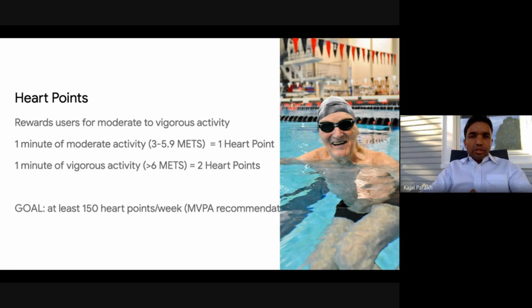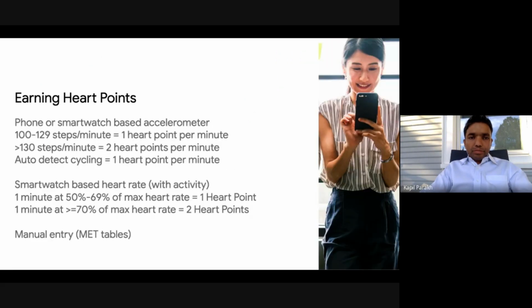Another metric that we introduced was heart points, and this is really to demystify and simplify MVPA, or moderate to vigorous physical activity. The goal is to reward users for every minute of moderate activity, they get 1 heart point, and for every minute of vigorous activity, they get 2 heart points. Therefore, if they can get to 150 heart points a week, they would have made some combination of moderate and vigorous physical activity that meets the physical activity guidelines. Now, how are heart points awarded?